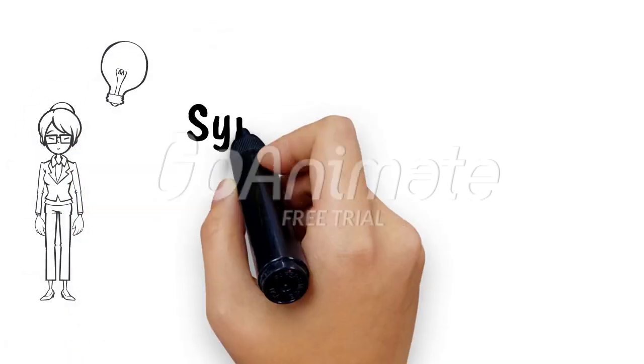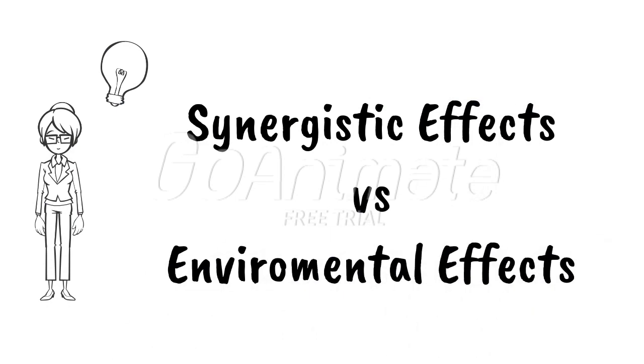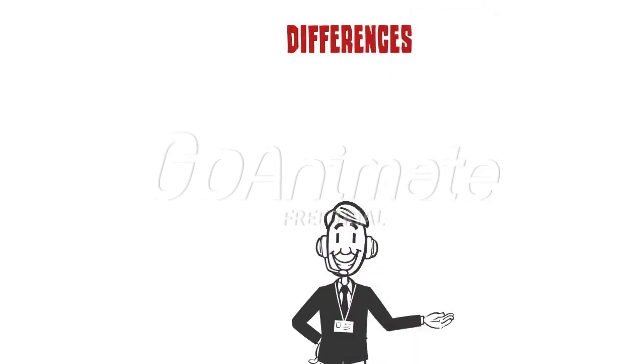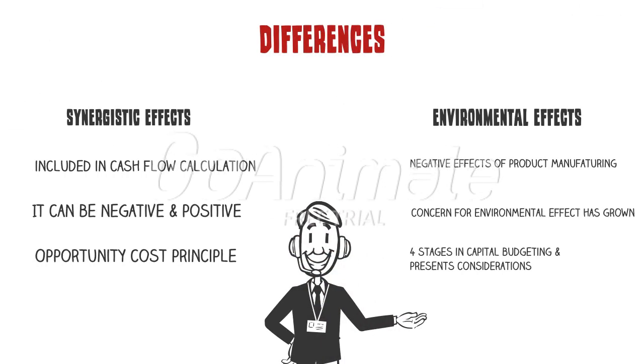We are reaching the end of today's presentation, whereby we are going to distinguish between the synergistic effects and environmental effects. First, we are going to talk about synergistic effects. All indirect or synergistic effects of a project should be included in the cash flow calculation. Synergistic effects can be negative or positive. The rationale for the incorporation of these effects has its base in the opportunity cost principle.